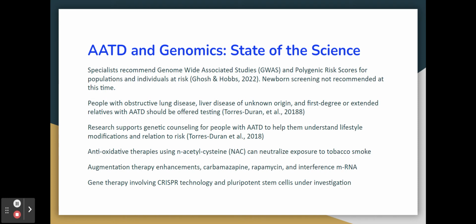Research supports genetic counseling for people with AATD to help them understand lifestyle modifications in relation to their risk. So all of those things kind of support counseling and testing. If you are known to have AATD-induced lung disease and you are still exposed to tobacco smoke, there is some research using certain antioxidative therapies, including N-acetylcysteine or NAC, to help repair the damage caused by the trypsin in response to tobacco smoke.